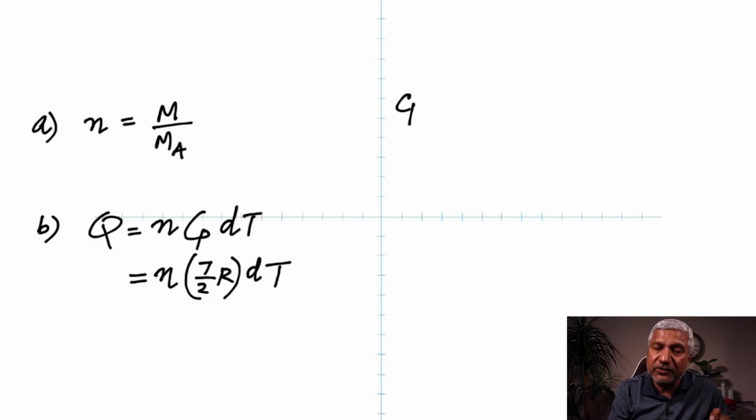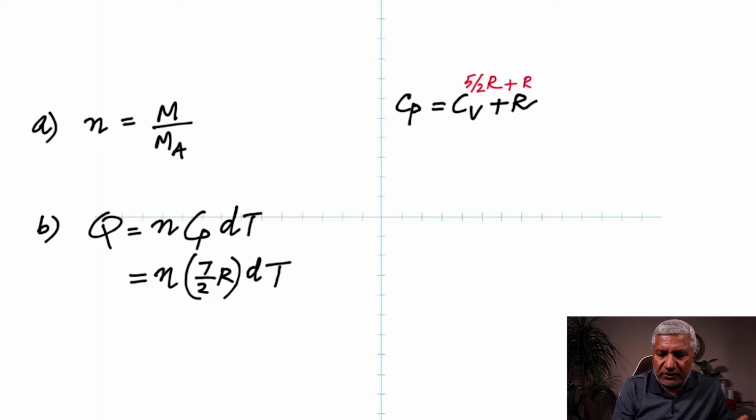For all diatomic gases, Cp will be 7 by 2 R. I'm also going to give you this relation, which I had already given you, but I'm giving it to you differently now to show you where we get that 7 by 2 R from. Cv is 5 by 2 R, and so 5 by 2 R plus R gives you 7 by 2 R. So for all diatomic gases, specific heat at constant volume is 5 over 2 R, and specific heat at constant pressure is 7 over 2 R. Are you with me?